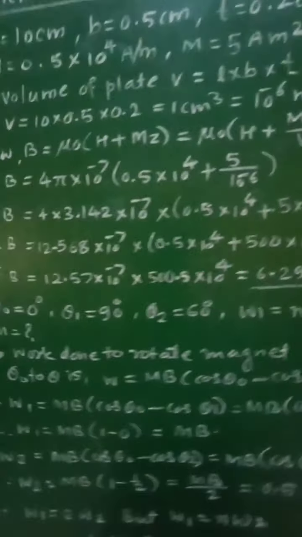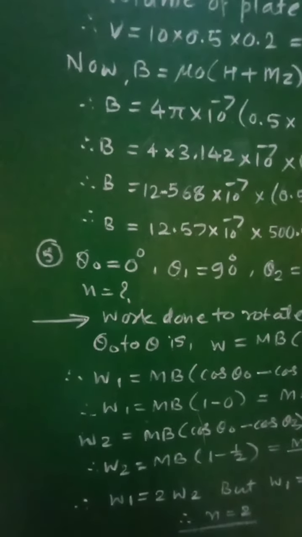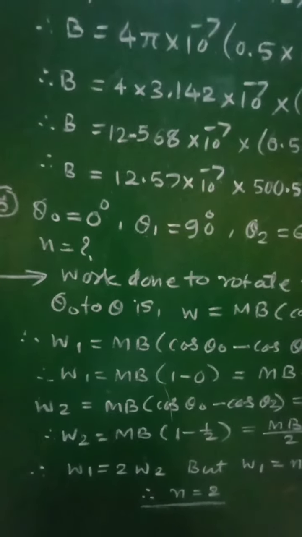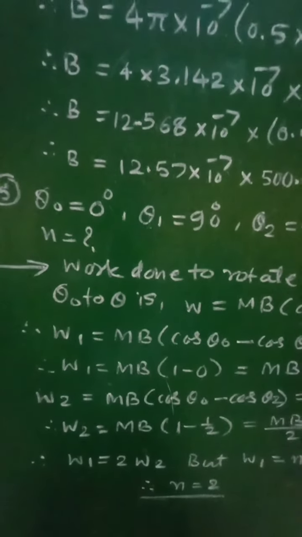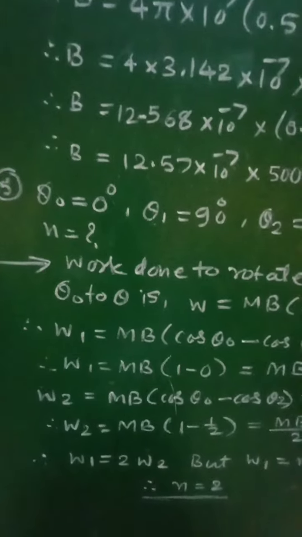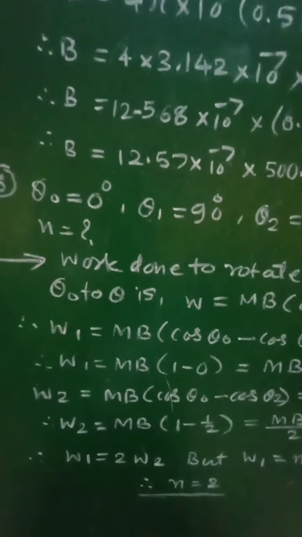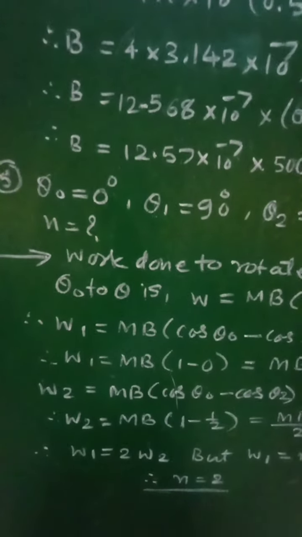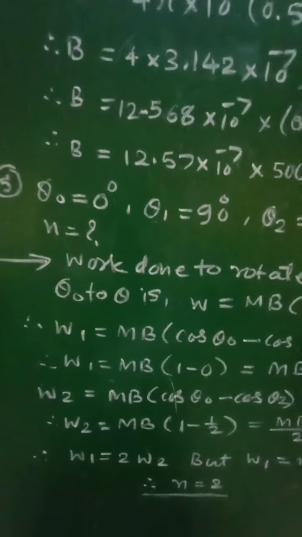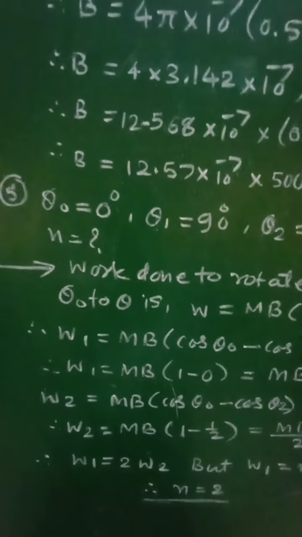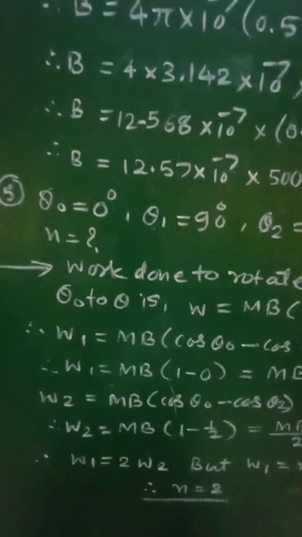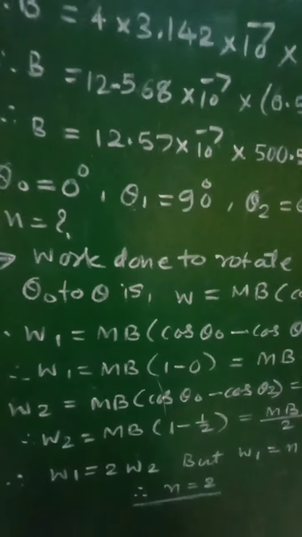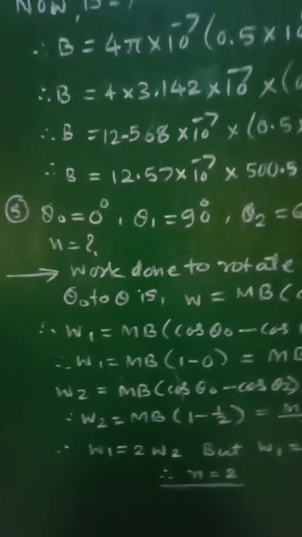Now let us go for the next numerical, that is numerical number 5, which is given as: the work done for rotating a magnet with magnetic dipole moment M through 90 degree from its magnetic meridian is n times the work done to rotate it through 60 degree. Find the value of n, and therefore for this numerical the given data is work done.